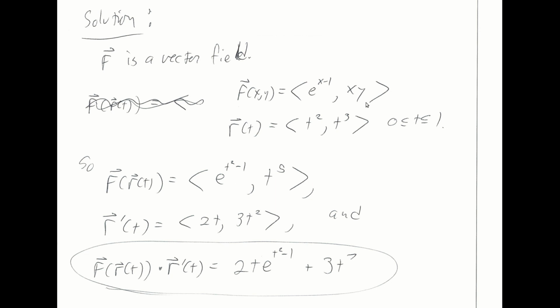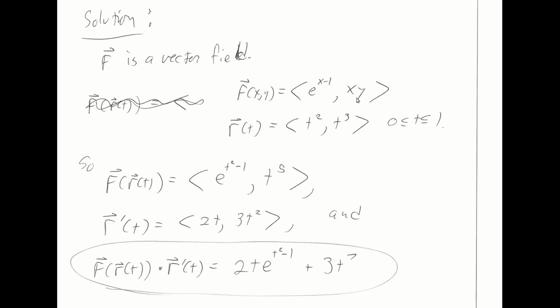Here's my vector field, where I'm doing away with the i hat, j hat notation and writing it back in terms of brackets, and here's my r hat. And I've got my bounds on my parameter that will ultimately become my limits of integration. I can take F at r. So the first component of F is e to the x minus 1, but along curve C, x is t squared. So I get e to the t squared minus 1.